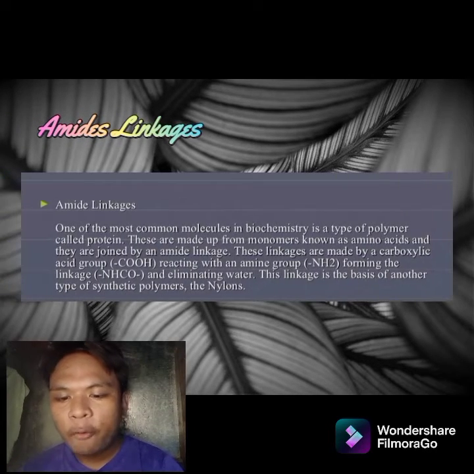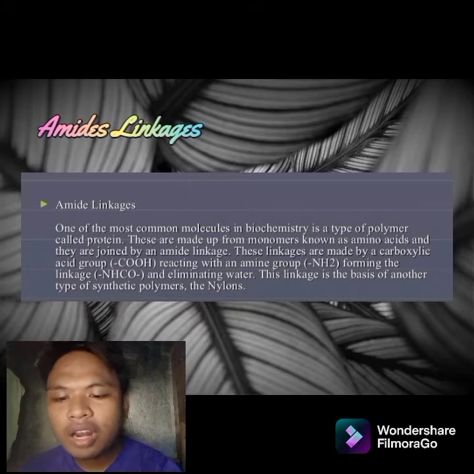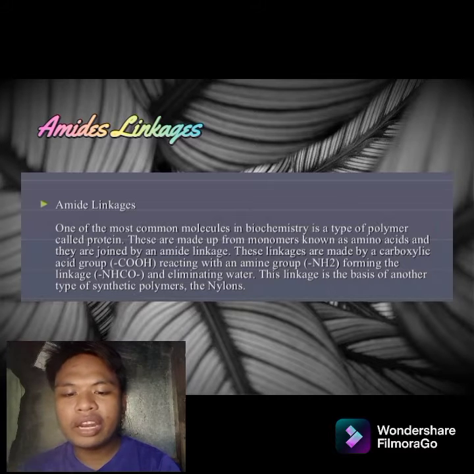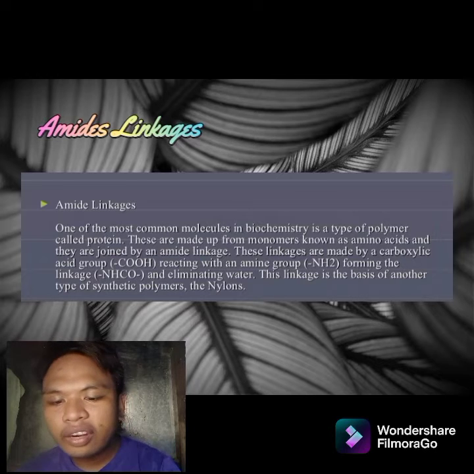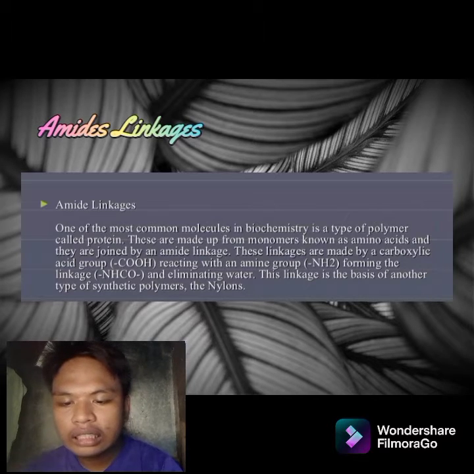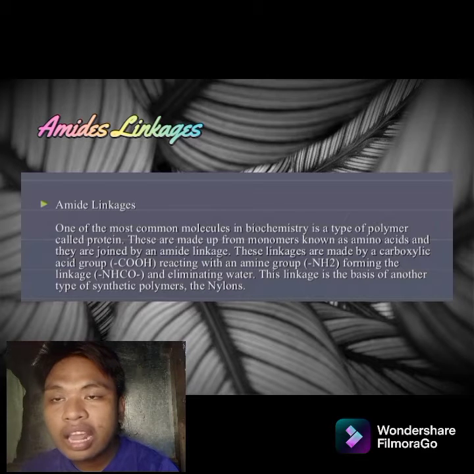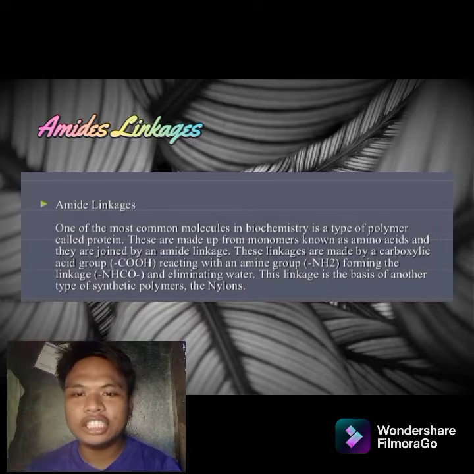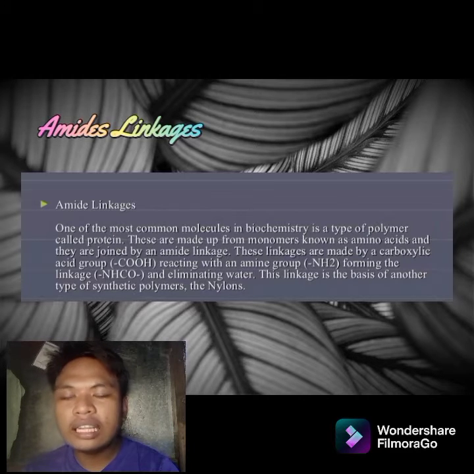Amide linkage. One of the most common molecules in biochemistry is a type of polymer called proteins. They are made up from monomers known as amino acids, and they are joined by an amide linkage. These linkages are made by a carboxylic acid group reacting with an amine group, forming the linkage and eliminating water. This linkage is the basis of another type of synthetic polymer, the nylon.